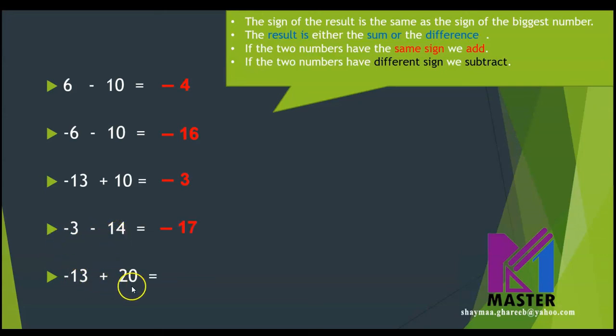What about negative 13 plus 20? Both have different sign. Then yes, I will subtract. 20 minus 13 equals 7. Is this clear? Will this 7 be positive or negative? According to the biggest number. The biggest number here is 20. Is this 20 negative or positive? Positive. It has a plus sign before it. Then my answer will be positive 7, which is 7. Is this point clear?